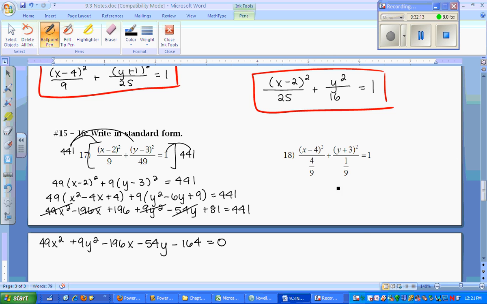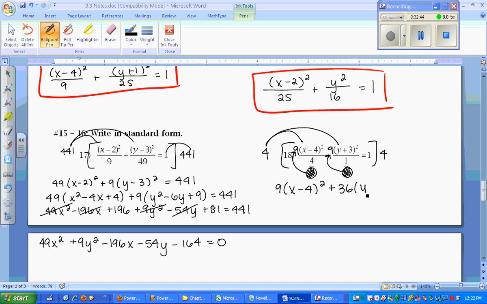And the last thing that you should know is that sometimes you will end up with fractions in the denominator. So I'm going to take the denominator and just bring it up to the top, because when you're dividing by a fraction, it's like multiplying by the reciprocal, and then you can just get rid of them. Don't be intimidated. In this case, I have to multiply by the least common multiple of 4 and 1, which is 4. When I distribute here, the 4's cancel out, so I have 9 times x minus 4 squared. When I distribute here, nothing cancels out, so 9 times 4 is 36, y plus 3 squared. On the other side, you get 4.